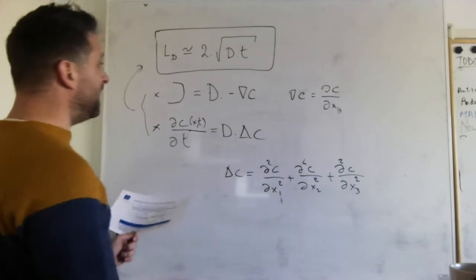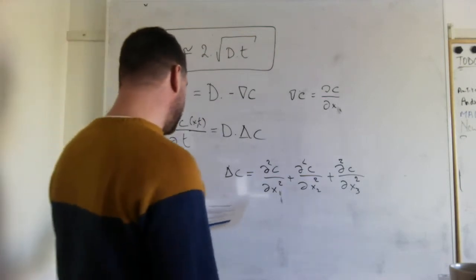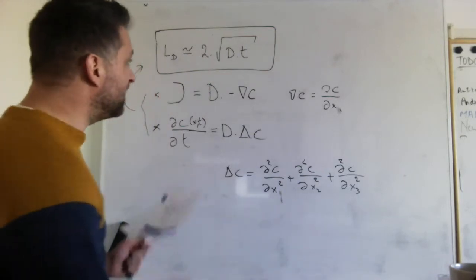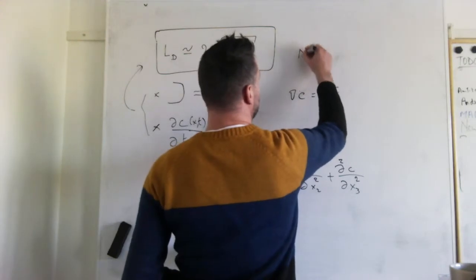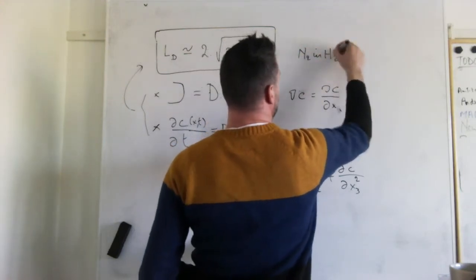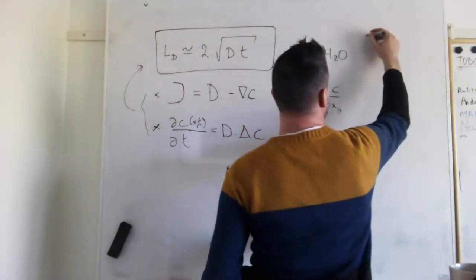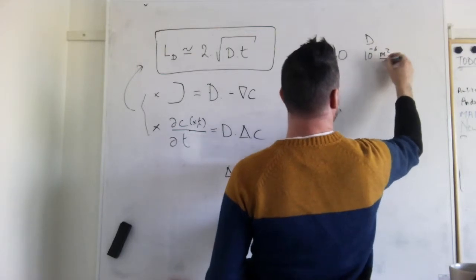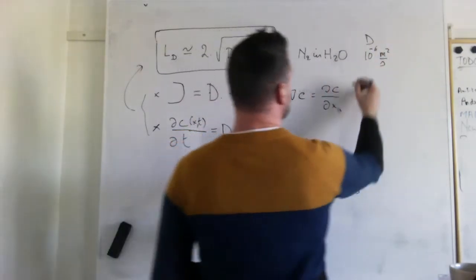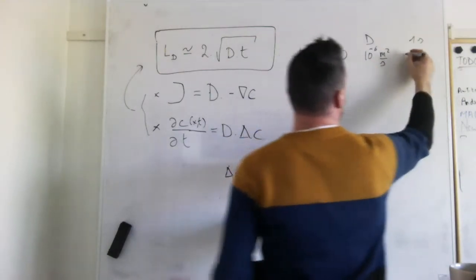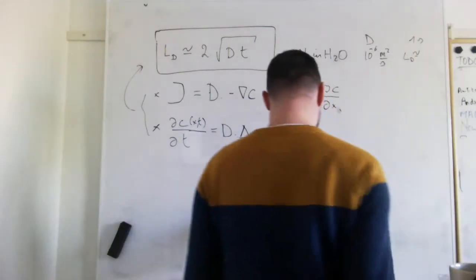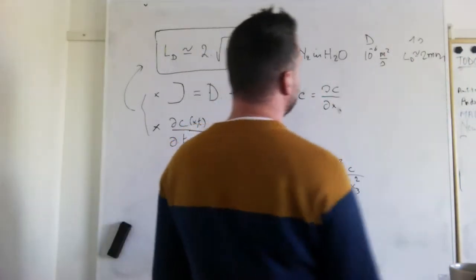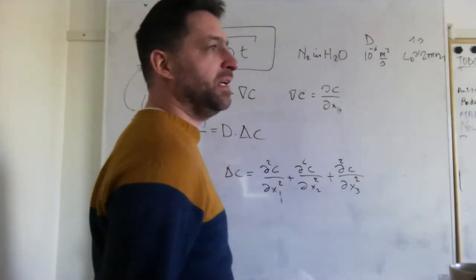To give you some examples of how small that is, let's look at diffusivity in water. The most common gas is nitrogen. So nitrogen in H2O has a diffusivity D typically of 10 to the power minus 6 square meter per second. So in 1 second, L_D equals more or less 2 millimeter. You can calculate that. So in 1 second, a nitrogen molecule in water can diffuse up to 2 millimeter.